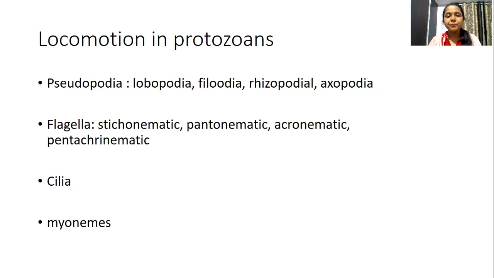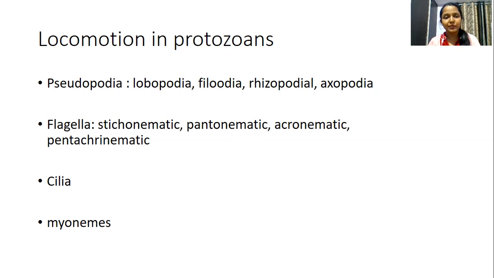Pseudopodia are nothing but temporary outgrowths, leg-like structures. Pseudo means false, podia means leg. So pseudopodia are temporary outgrowths of the protoplasm from any part of the body. The body of these individuals is usually not covered by any hard exoskeleton, or else it will sometimes be supported by a pellicle. Usually the pseudopodia are formed by the movement of the ectoplasm and the endoplasm.